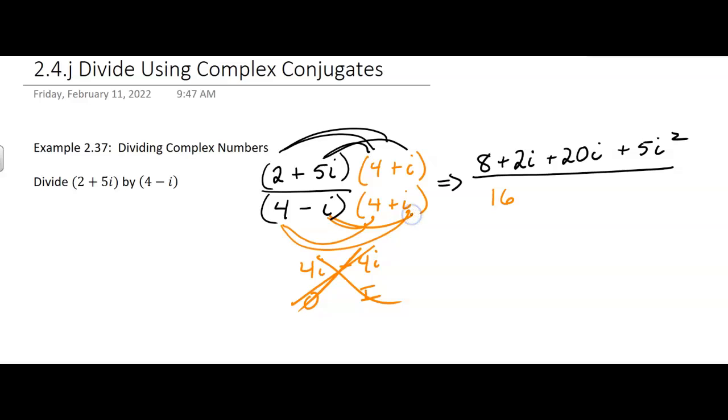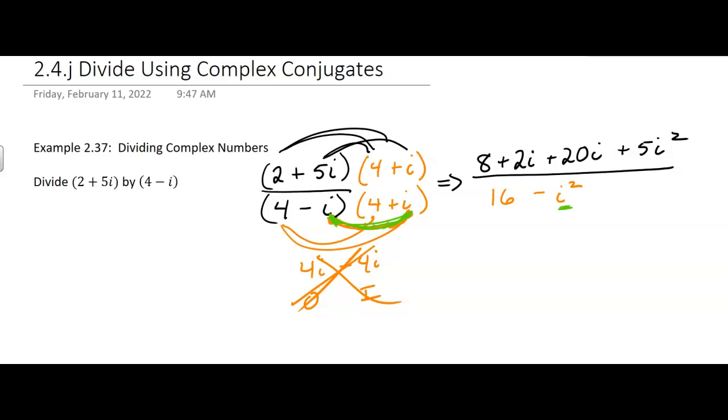So what's negative i times positive i? Negative i squared. Okay, so that's a big deal on that last part. I'll put it in another color, negative i times i. And I'm getting negative i squared. Okay, now it's simplifying time.